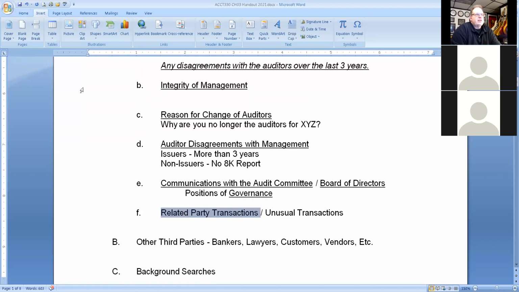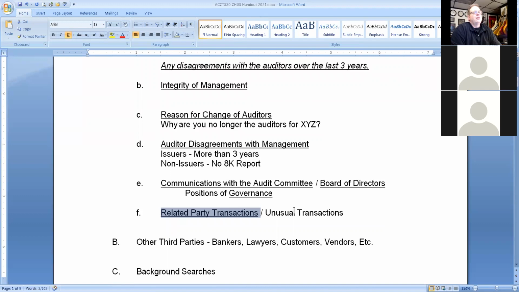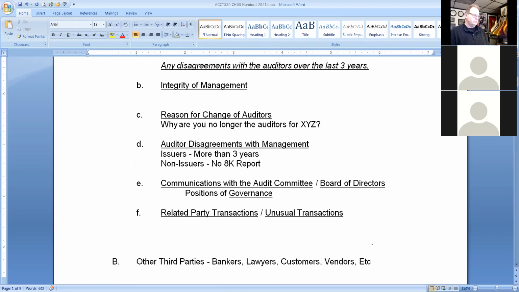You'll also ask them about related party transactions or unusual transactions. Related party transactions are for people who are generally employed with the company and they have transactions with the company. For example, the controller purchased land from the company.